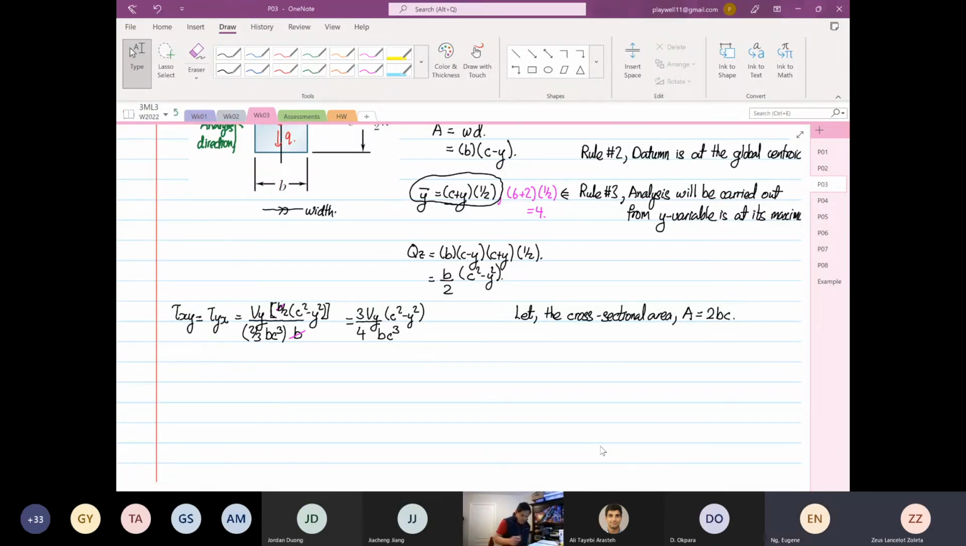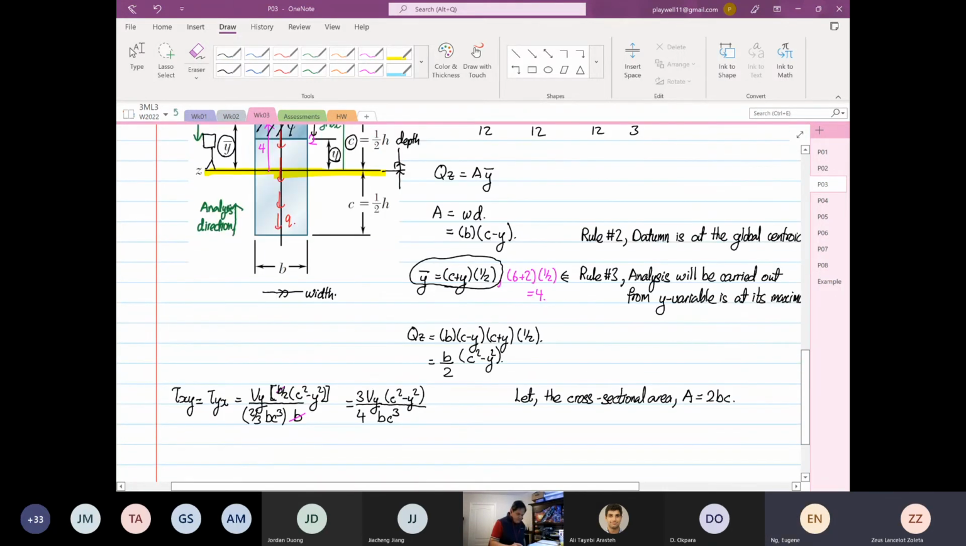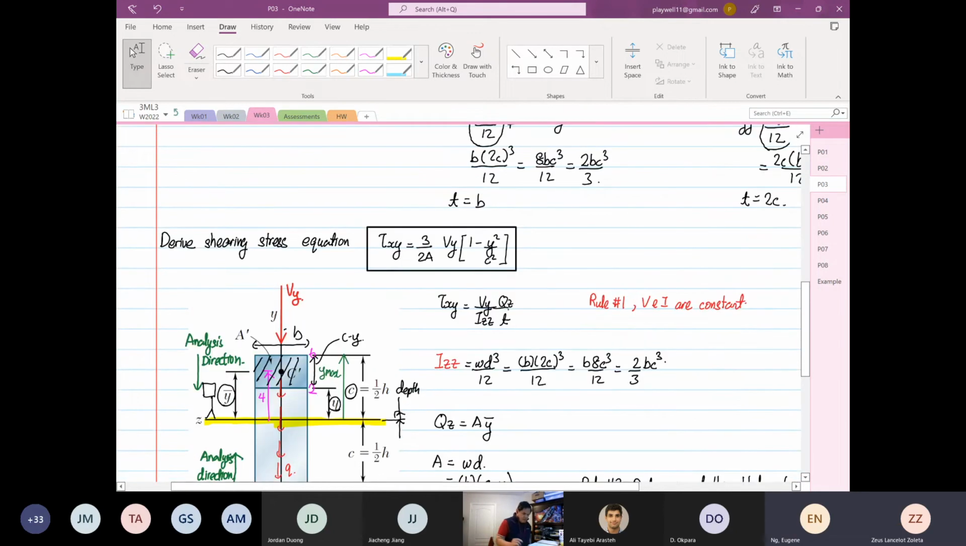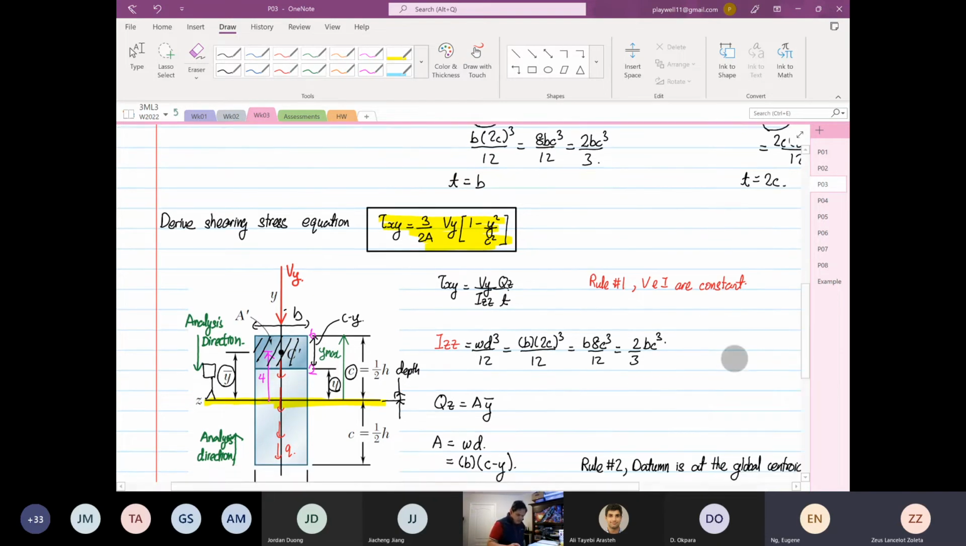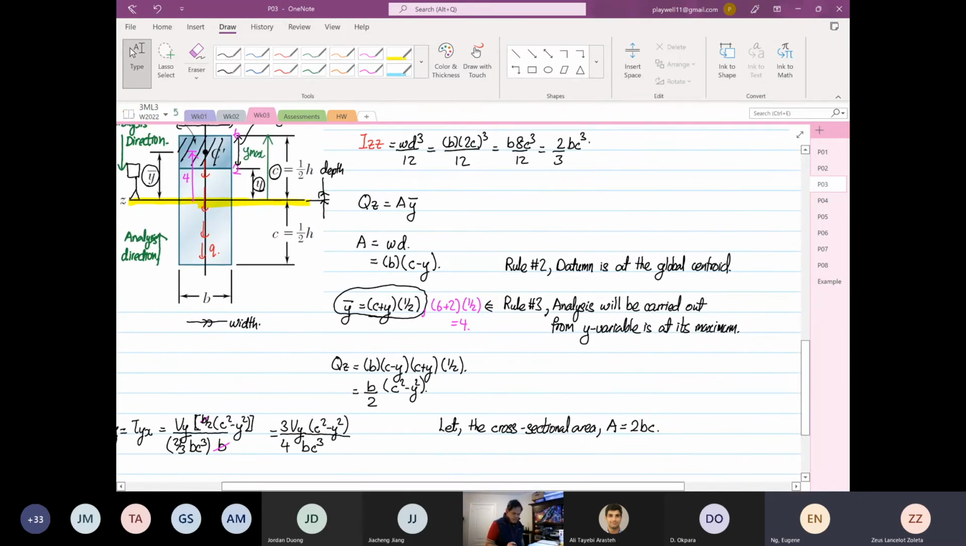Okay, so what we're trying to achieve down here, just to quickly recap, is we are going to derive this relationship over here. While deriving, by looking at the first moment of area, we came up with two new rules: that the datum is at the global centroid, and the analysis will be carried out from where the y variable is at its maximum. So there are three rules already. There are two more coming up.